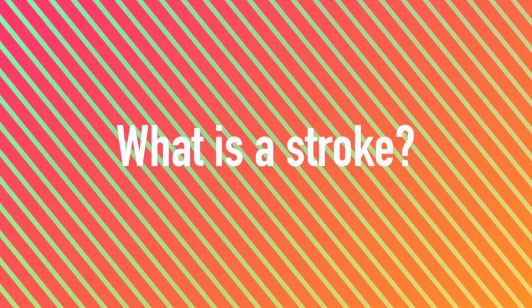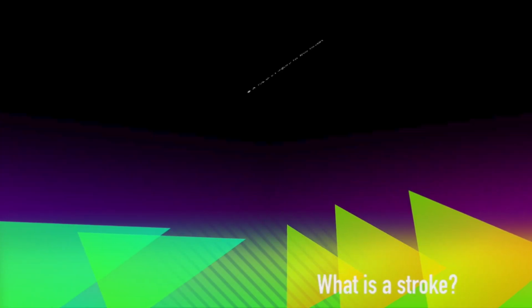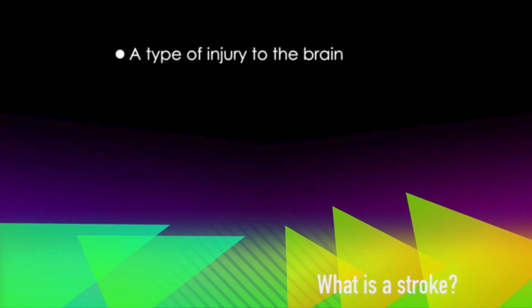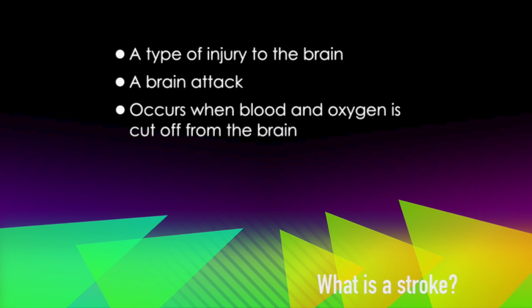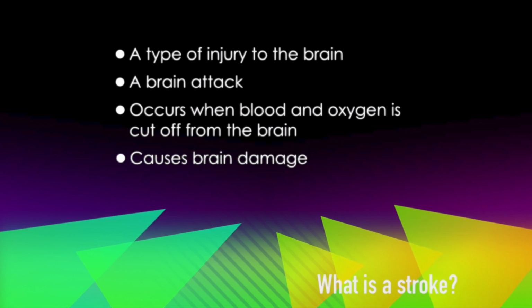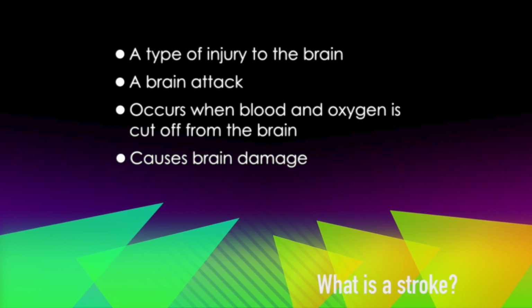What is a stroke? A stroke is a type of injury to the brain. Following the same concept of a heart attack, a stroke is a brain attack. It occurs when vital blood flow and oxygen is cut off from the brain. The lack of oxygen to the brain causes brain cells to die after a few minutes. This in turn causes brain damage that may be long-term and in some cases permanent.